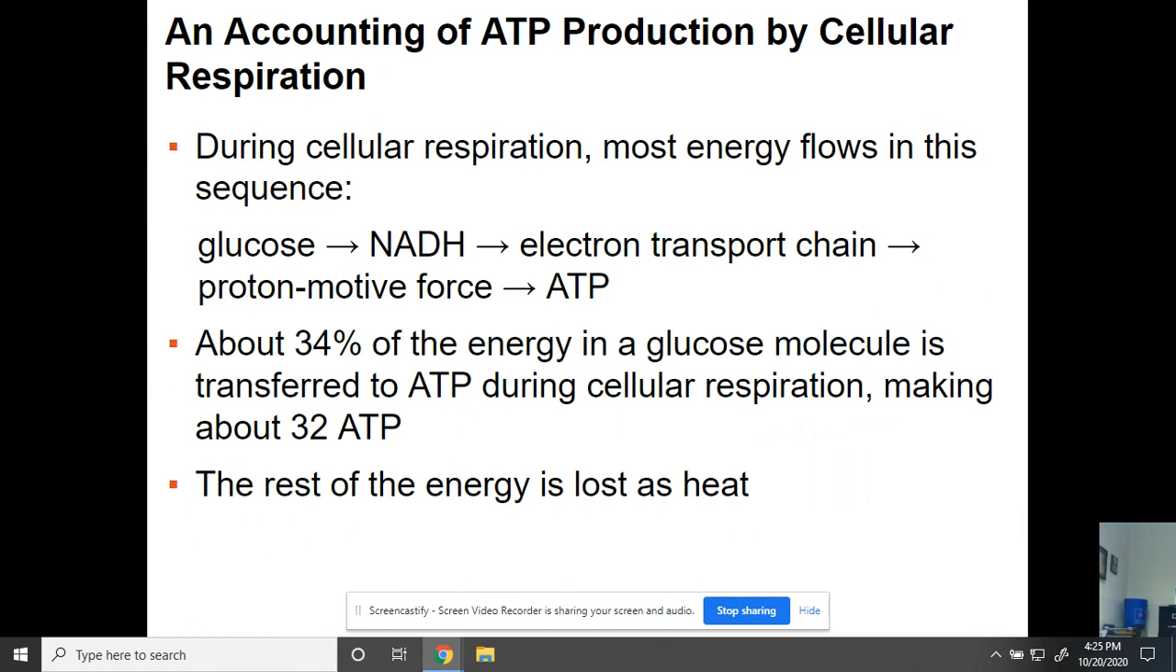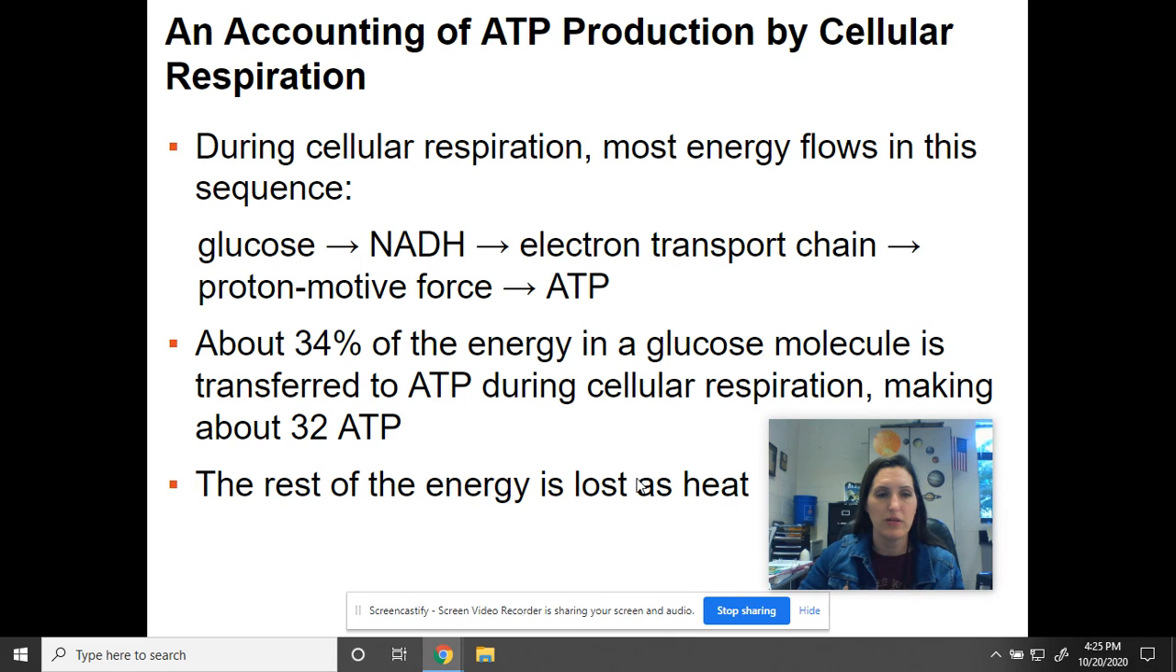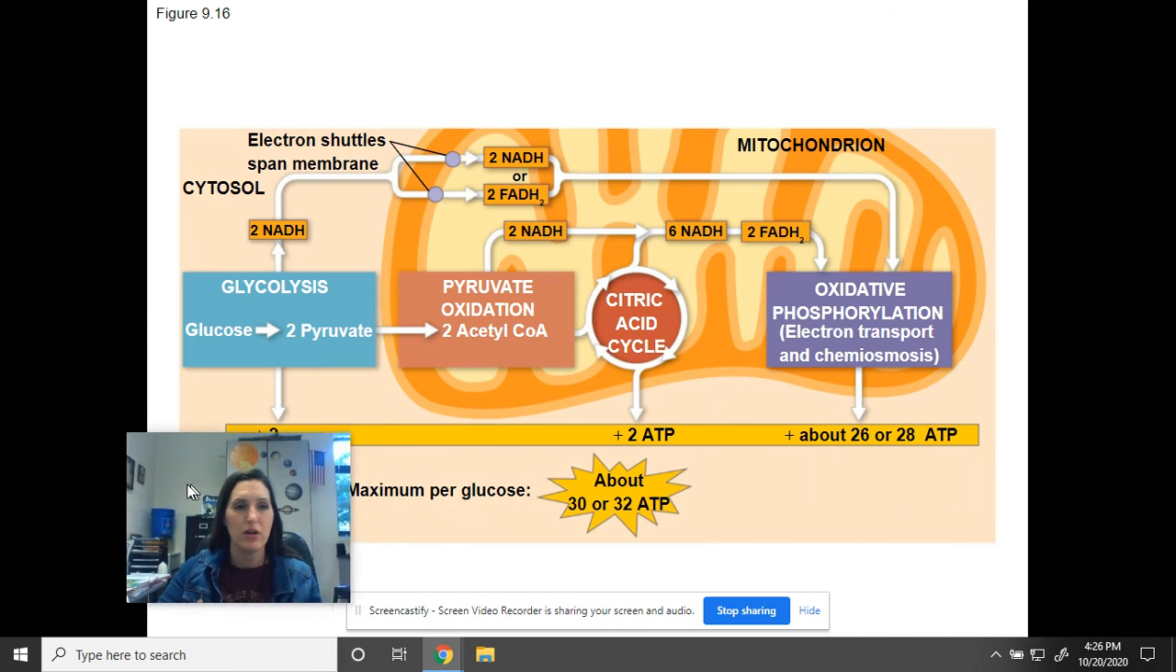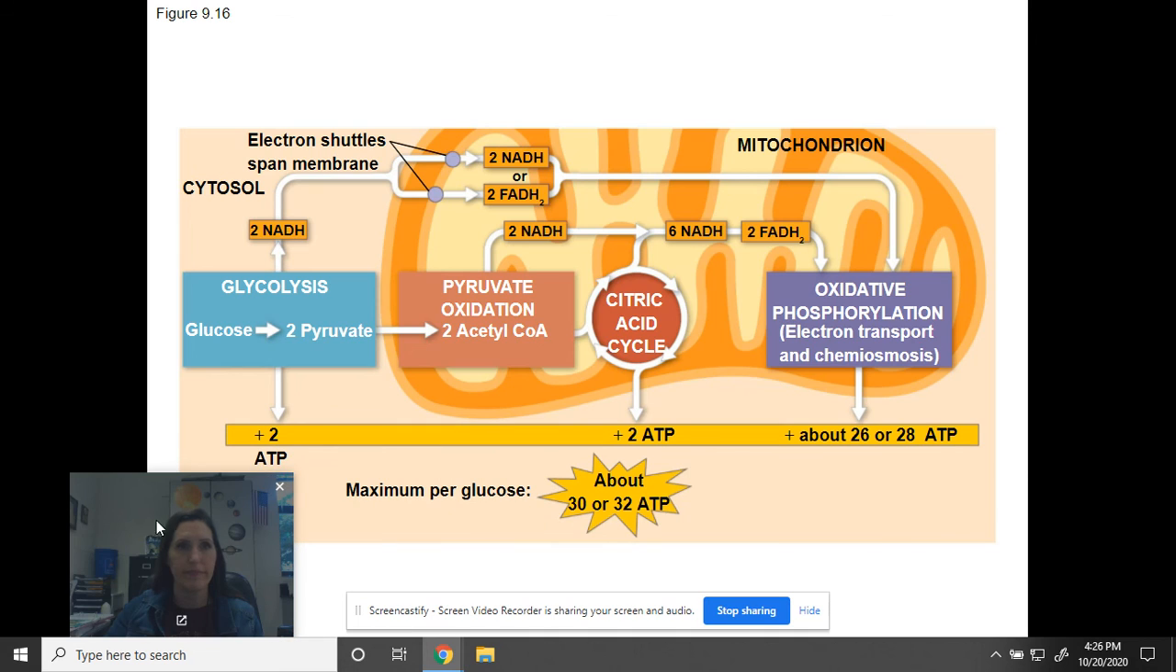All right. The rest of it, I think you've got. About 34% of the energy in a glucose molecule is transferred to ATP, making about 32. Anywhere from 32 to 38 is an acceptable number. The rest of it is lost as heat energy. Okay? All right. Hopefully that helps clear up. Everything on this page you should memorize.